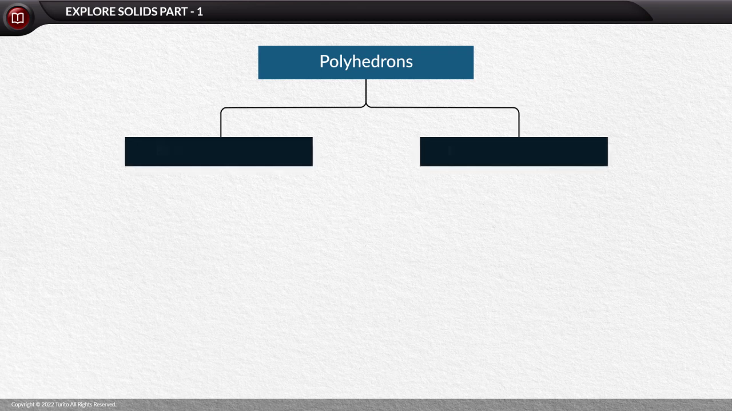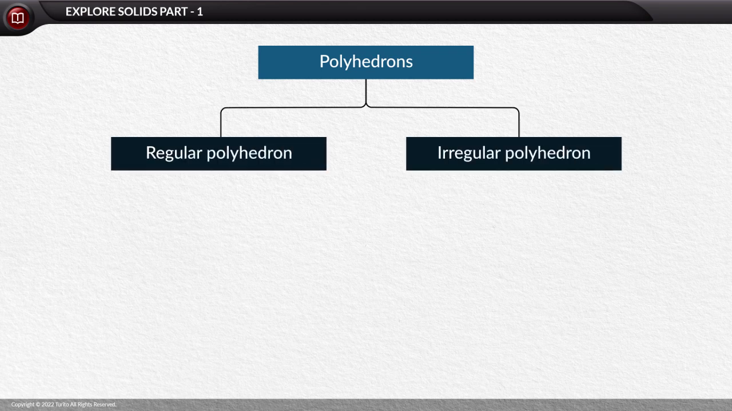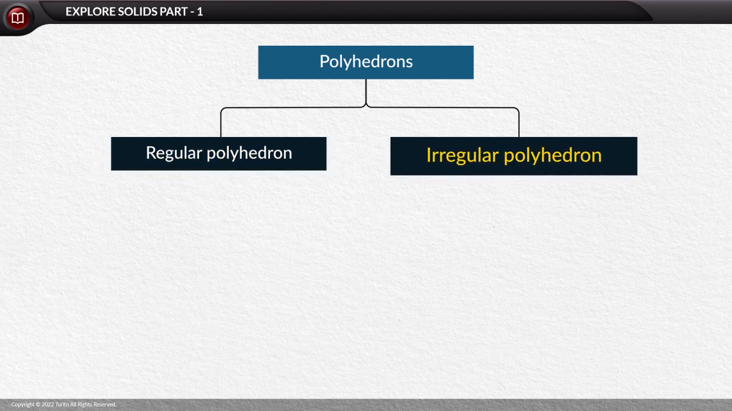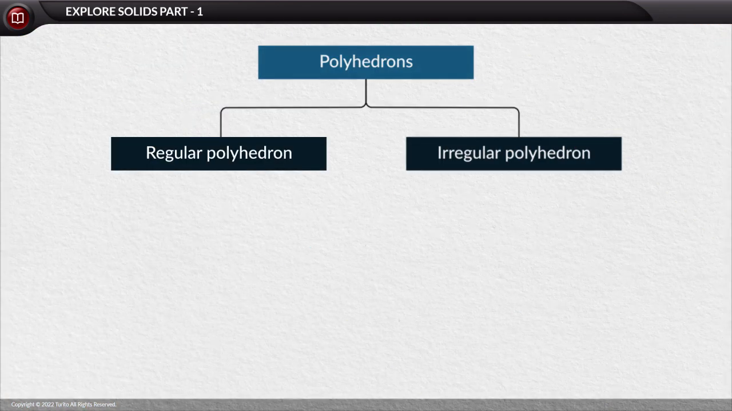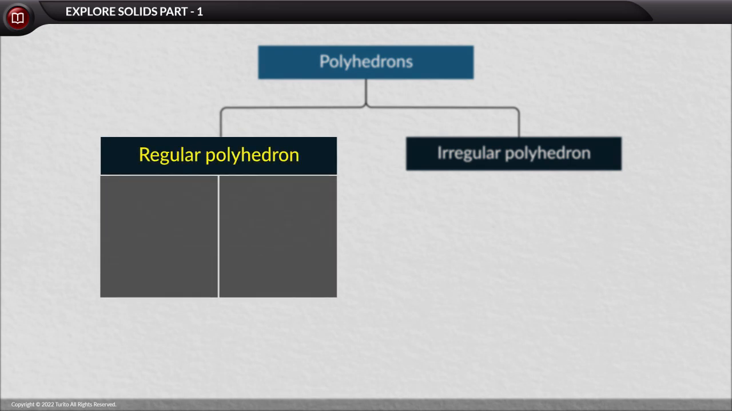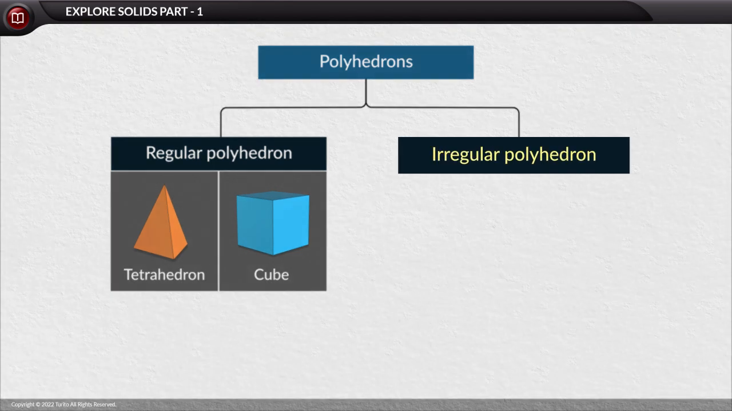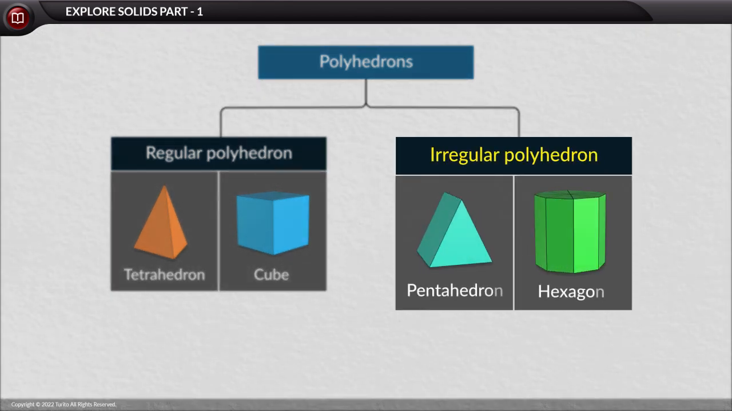Polyhedrons are classified into 2 types. They are regular polyhedron and irregular polyhedron. A regular polyhedron is also called a platonic solid, whose faces are regular polygons and are congruent to each other. In a regular polyhedron, all the polyhedral angles are equal. A polyhedron with irregular polygonal faces that are not congruent to each other and in which the polyhedral angles are not equal is called an irregular polyhedron.